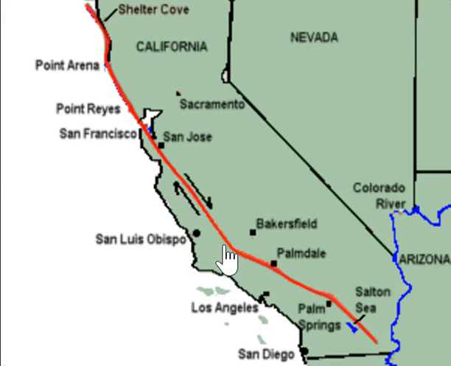The land west of the San Andreas Fault was once a part of Mexico. Over millions of years, it has moved about 320 kilometers or 200 miles to where it is now.